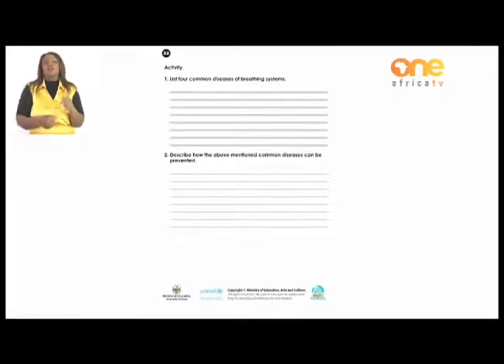Number 2, describe how the above mentioned common diseases can be prevented. What can you do to prevent? What can you do to protect yourself against getting those diseases? Remember that prevention is better than cure.